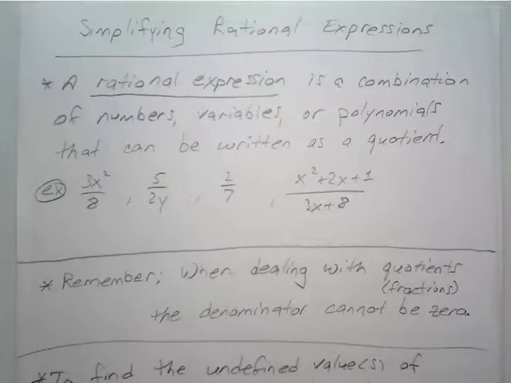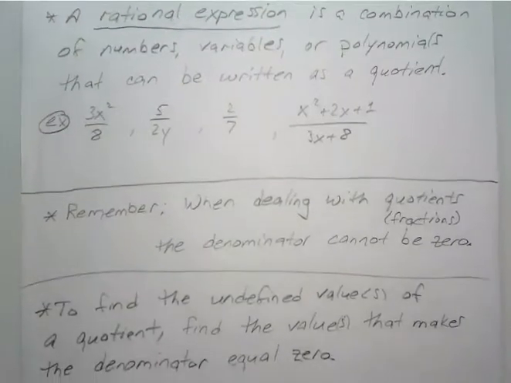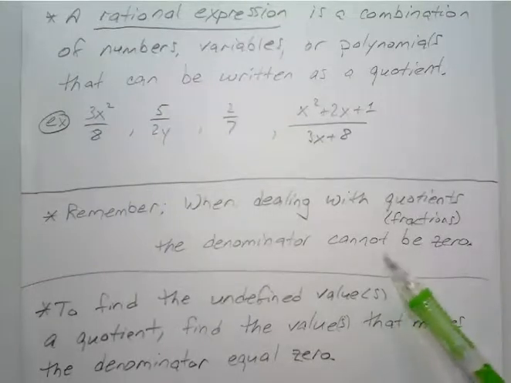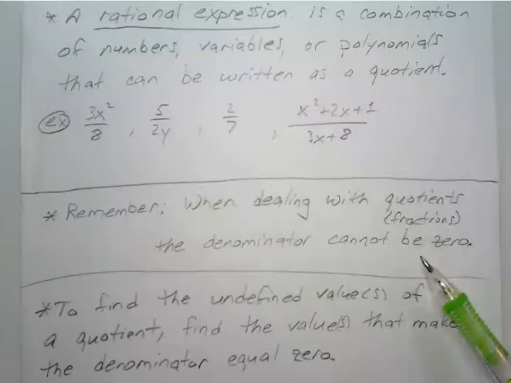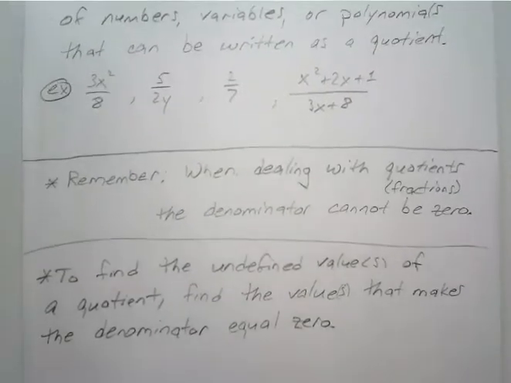The one thing that you want to remember from the old fractions that you learned before is that when dealing with quotients, or fractions in this case, your denominator cannot equal 0. So to find undefined values of a quotient, we do that by finding the values that make the denominator equal 0.